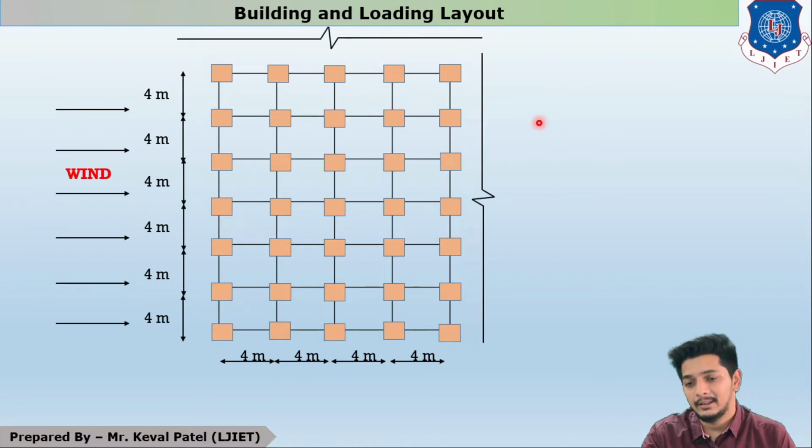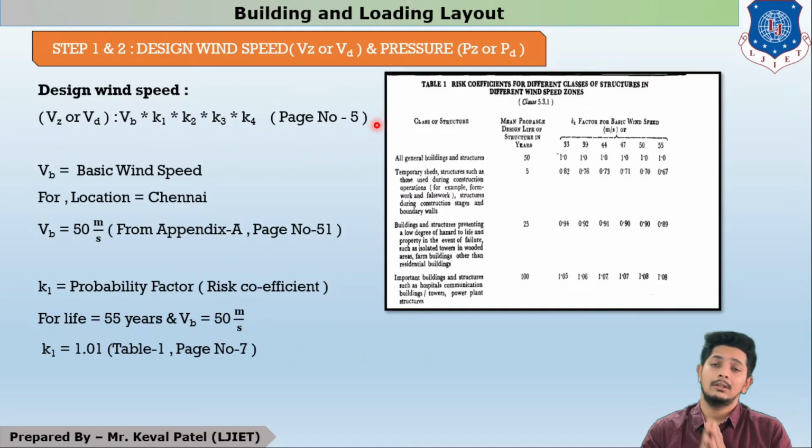Let us see the plan. So in plan 4 meter bay width is given. Here I have cut the plan in both the directions. So we do understand that lengthwise and widthwise 4 meter bay width is given, and wind is acting like this in the length direction, or perpendicular to our length. Let us move forward. First thing to be done is step 1 and step 2, which is VZ and PZ. Let us see that.